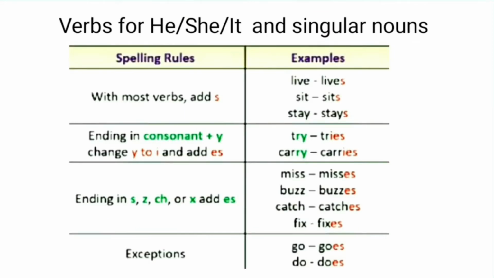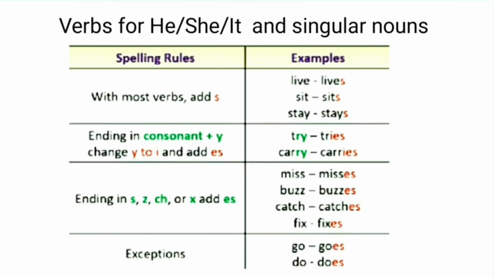There are some spelling rules for verbs for he, she, it, and singular nouns in this tense. With most of the verbs, we add s. For example, live becomes lives, sit, sits, stay, stays, with simply addition of s in the end.